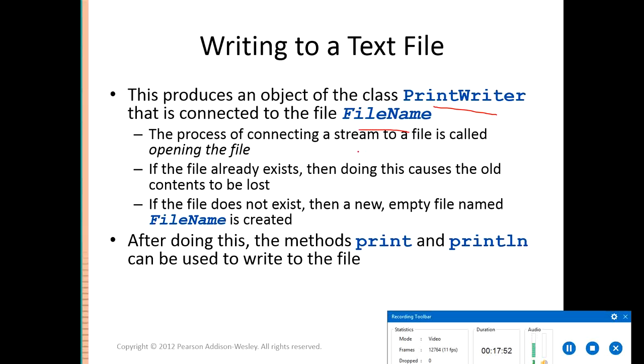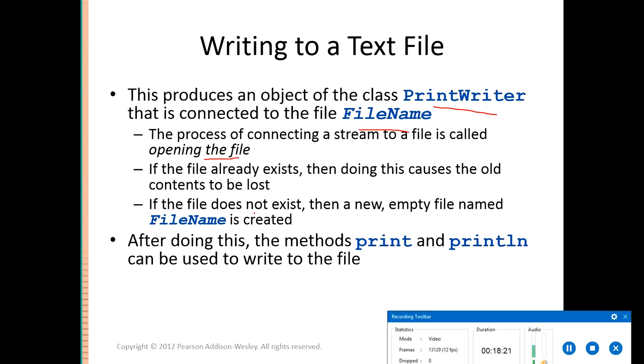The process of connecting a stream to a file is called opening a file. So we are connecting a stream to the file. If the file already exists, if you already have a file with the same name, then whatever you write into the file, the old contents will be lost. So you will lose all old contents. But still, we have methods to keep the old contents also, which we will discuss later in the slides.